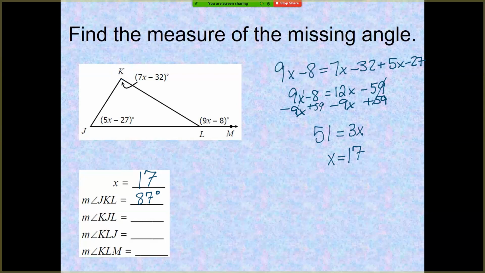For the next one, you're asked to find KJL. That's this angle over here in the bottom left. So 5 times 17 minus 27 gives you a value of 58 degrees.